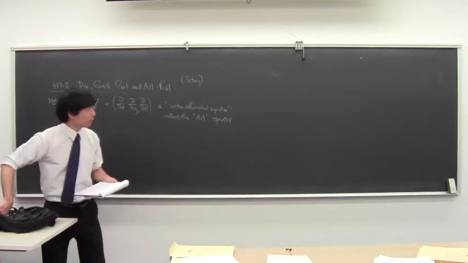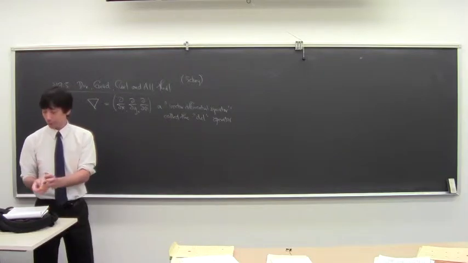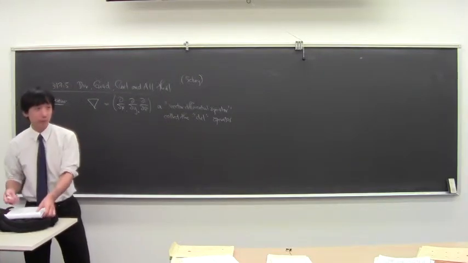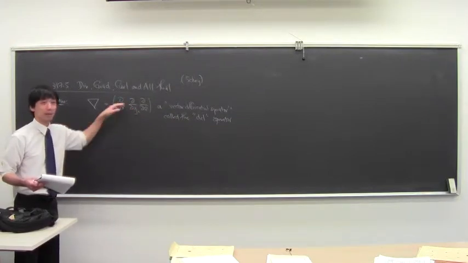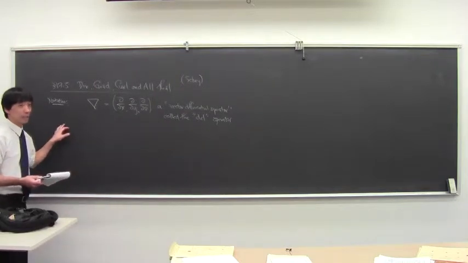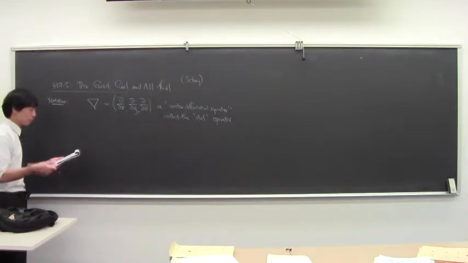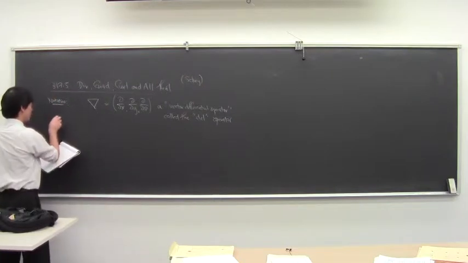This is not a vector, right? It's some sort of vector where, instead of numbers, it has these differential operators. So it's not a vector, but you pretend it's a vector, and it turns out to be a convenient thing.